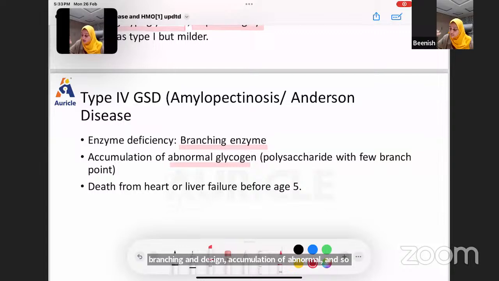So what will you have? A polysaccharide with very few branches. The outer branches will be very long, because branching is not taking place. Death from heart or liver failure before age 5.